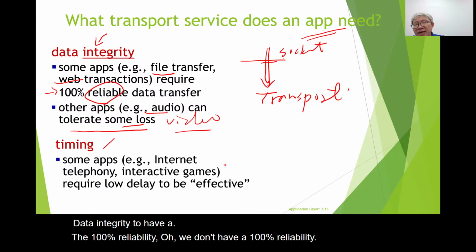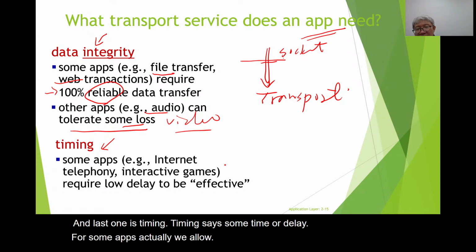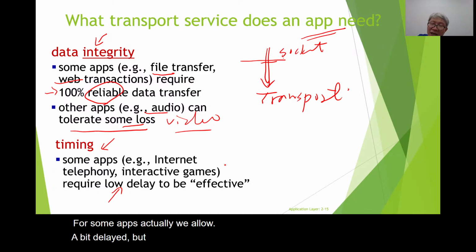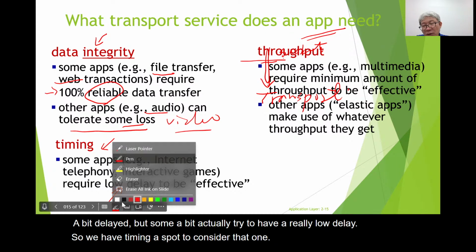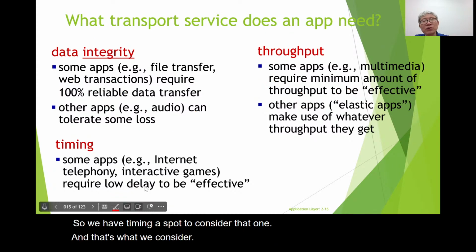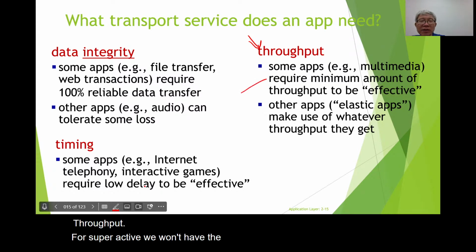And the next one is timing. Timing says some time or delay. Well, for some apps we allow a bit of delay, but some try to have really low delay. So we have a timing aspect to consider. And the next one, we consider throughput. For throughput, we want to have the necessary bandwidth, or maybe it doesn't matter, either one.